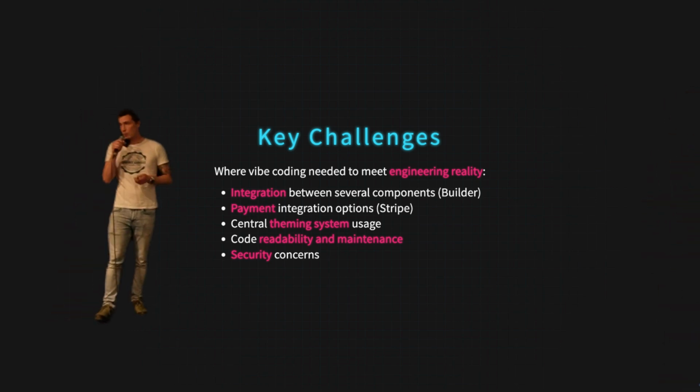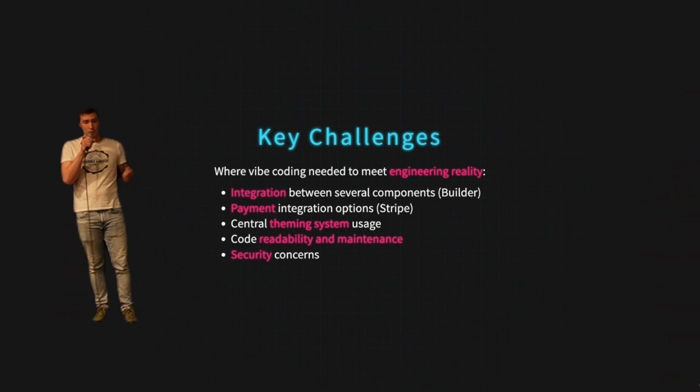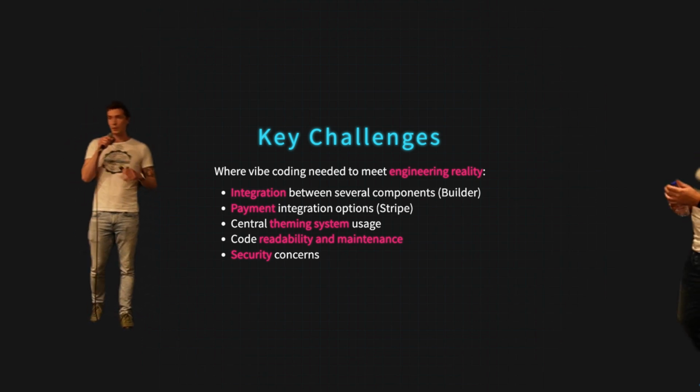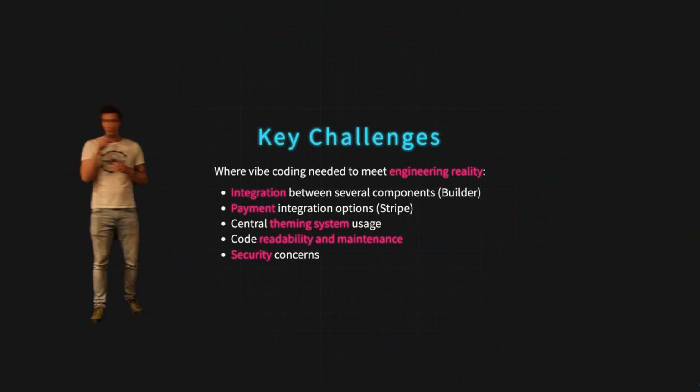And for code readability and maintenance, again, like Luís mentioned, complexity grows exponentially if we let the AI do everything over and over and over again for all the problems that we want to solve. So engineering needs to keep an eye on that in order to keep complexity low and to keep the maintenance effort maintainable.